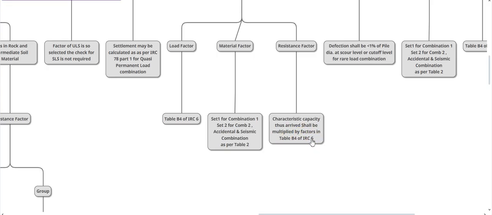So till now, under the category of resistance factor, we were dividing the characteristic loads with the model factor or the gamma factors. Here it says that we need to multiply it by the factors given in Table B4, which is the load factor. So ultimately the load factor and the resistance factor are the same, and the load is magnified by some amount and the resistance is also magnified by the same amount.